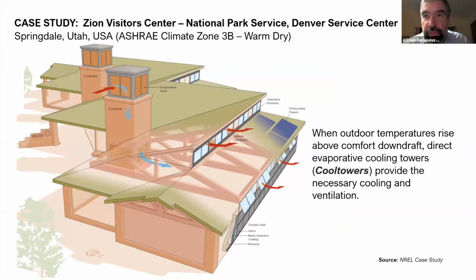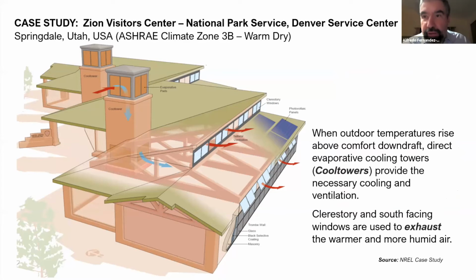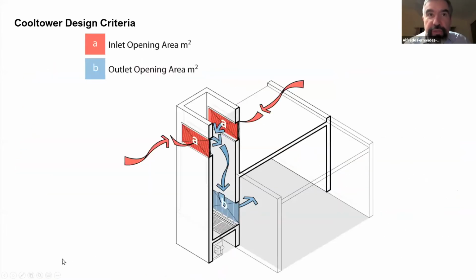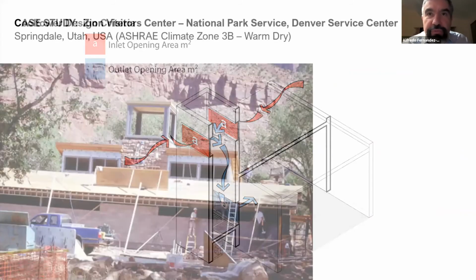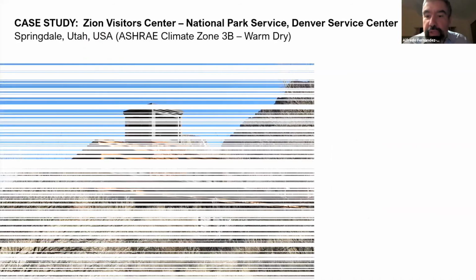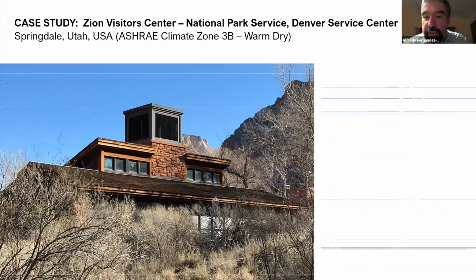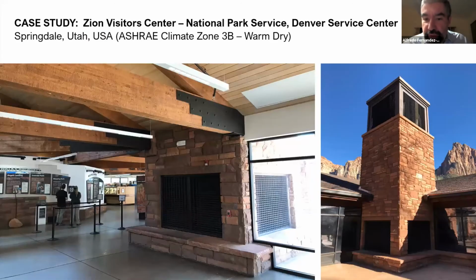So we have the cool towers to provide the necessary cooling and ventilation in this space, and the clerestory and south-facing windows are used to exhaust the warmer air. So you can see that we can take hot, dry air, add moisture to it, and cool it, and deliver it to the spaces below. This photograph is under construction. And the cool towers provide a fascinating and exciting experience to visitors and successful ventilation and cooling of the space.